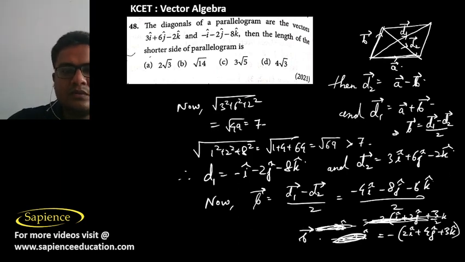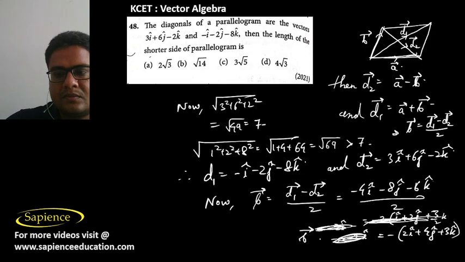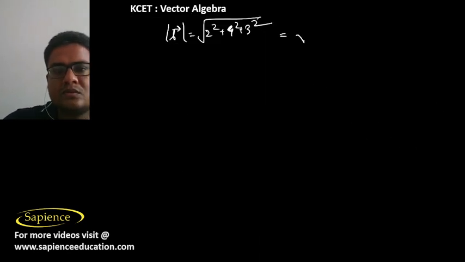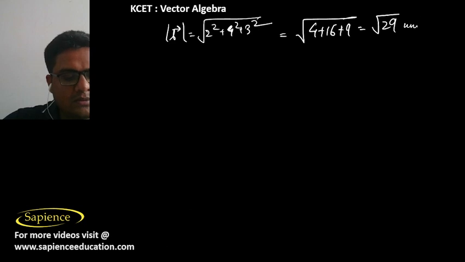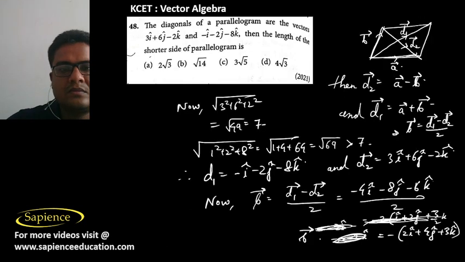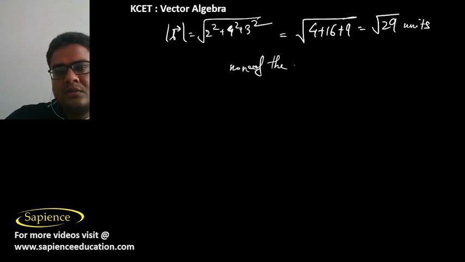So therefore we need to find the length. The length means we have to find the magnitude of b, that is square root of 2 square plus 4 square plus 3 square. This is equal to square root of 4 plus 16 plus 9, that is root over 29 units. Root over 29, so none of the options are correct.